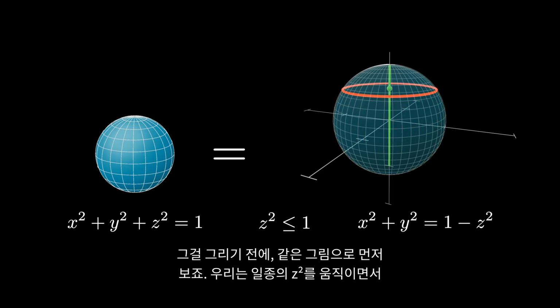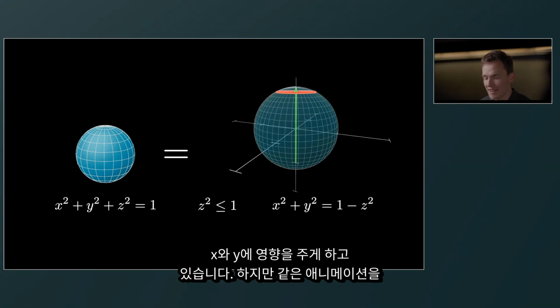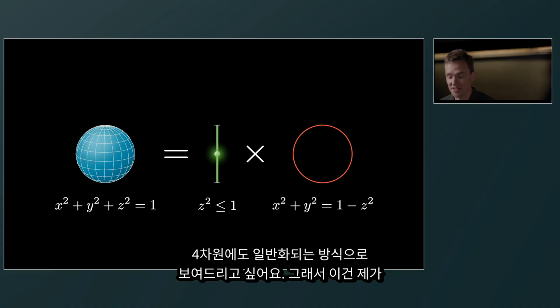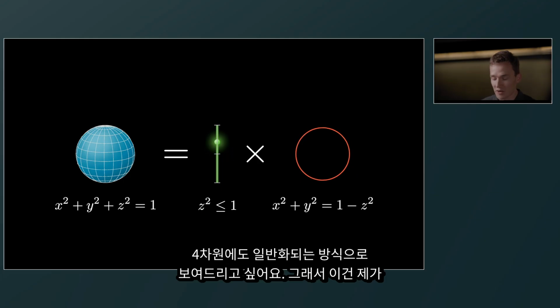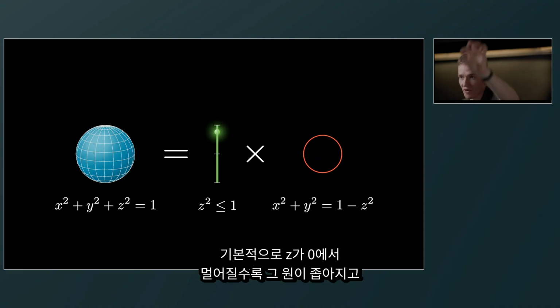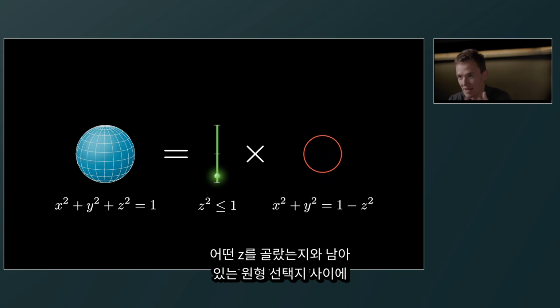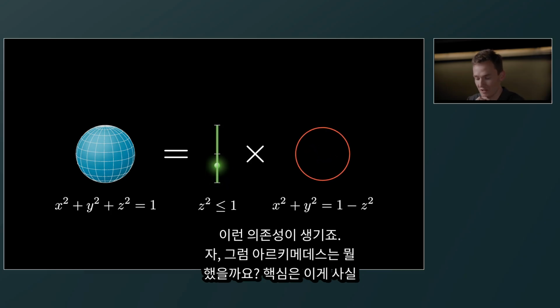Now, before I draw that, actually, I want to take this same diagram. We're kind of moving the z value, and we're letting that influence x and y. But I want to show the same animation in a way that's going to generalize to the 4-dimensional case. So it's not going to rely on me drawing that 3-dimensional picture. Basically, as you move z farther away from 0, it constricts that circle. And you have this dependence between what z you happened to choose and the circle's worth of options left over.